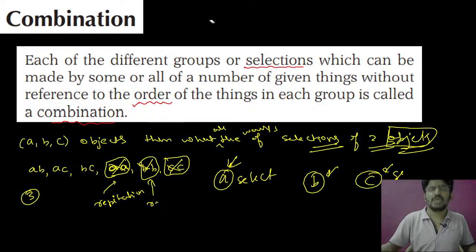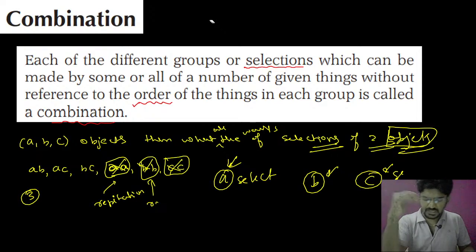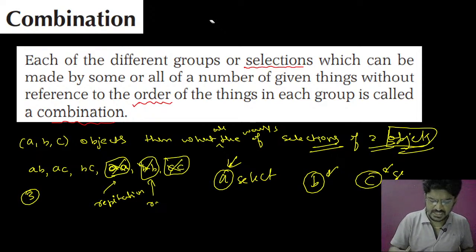So quickly tell me, what is the difference between permutation and combination? Very good. Combination is selection, permutation is arrangement. Very nice. We can't rewrite the choices. Please understand, we can't rewrite the choices.